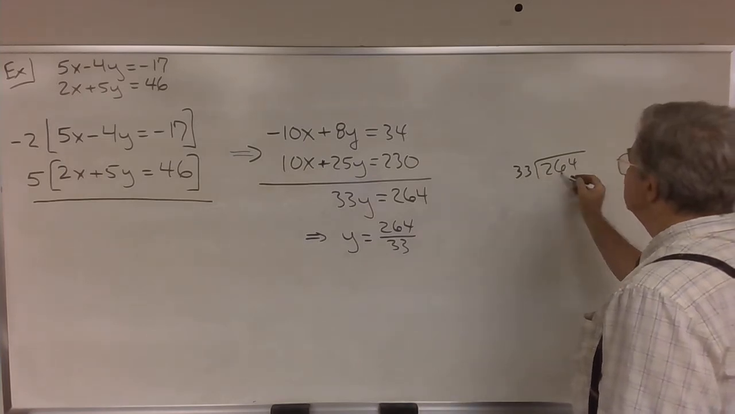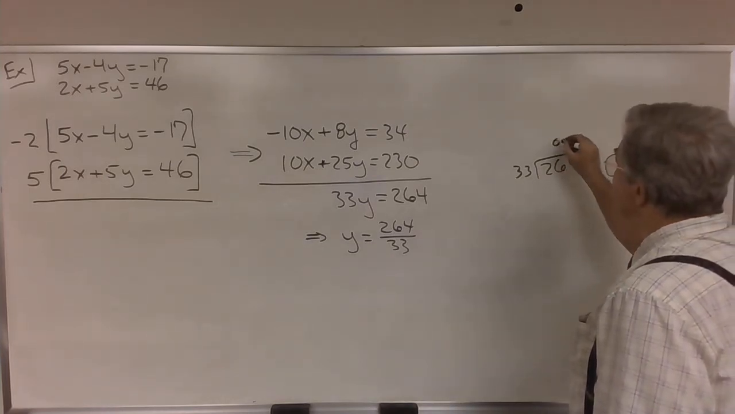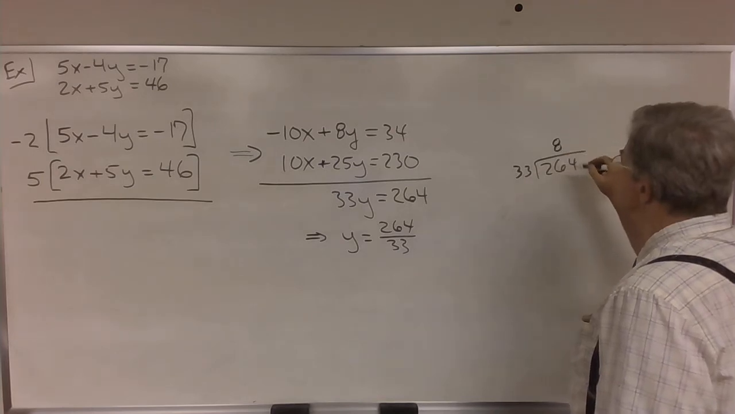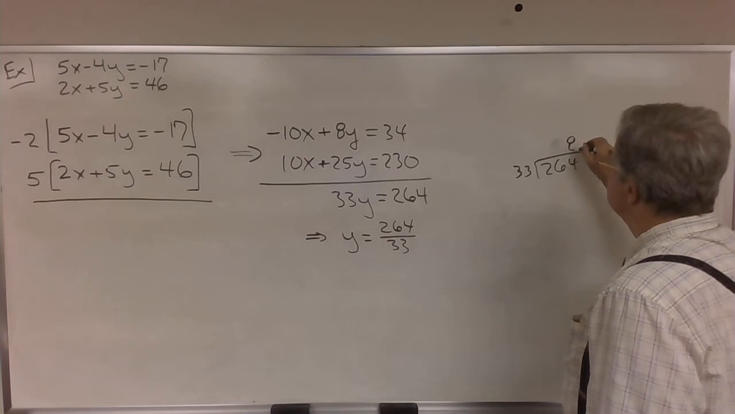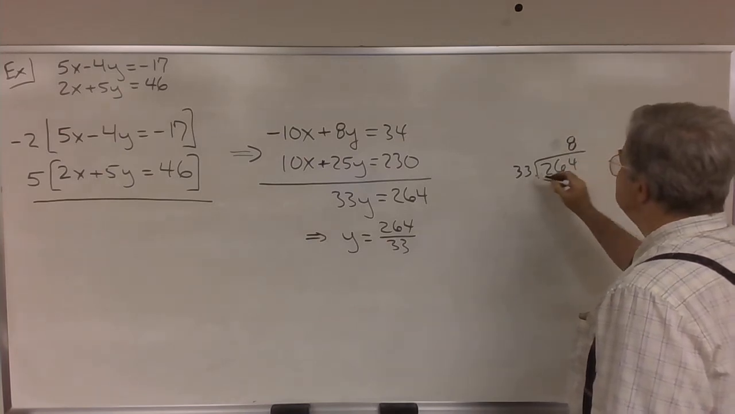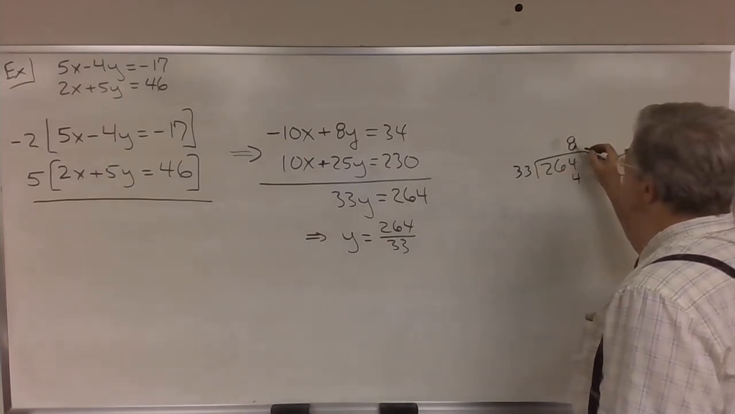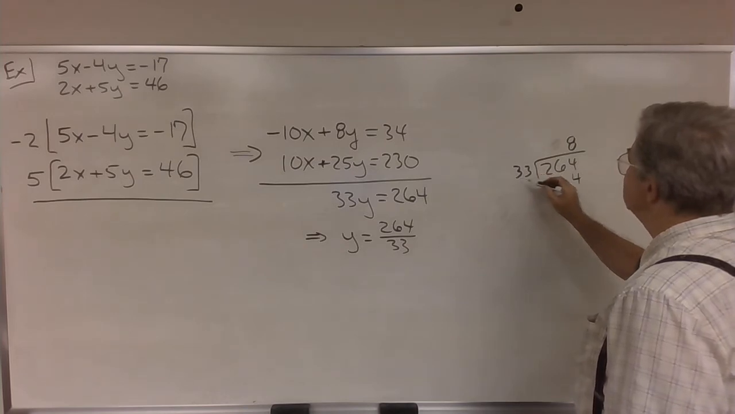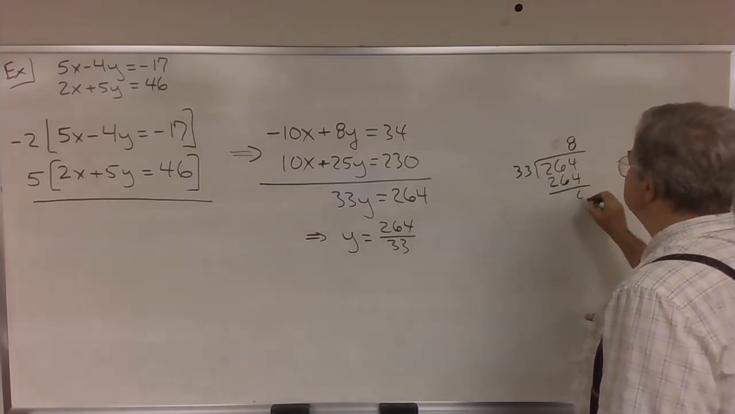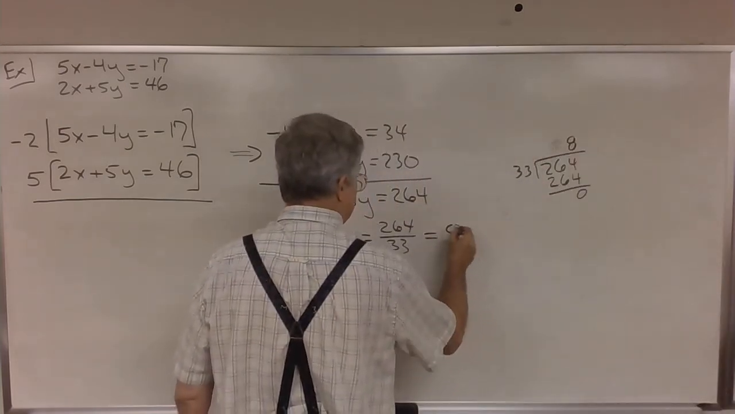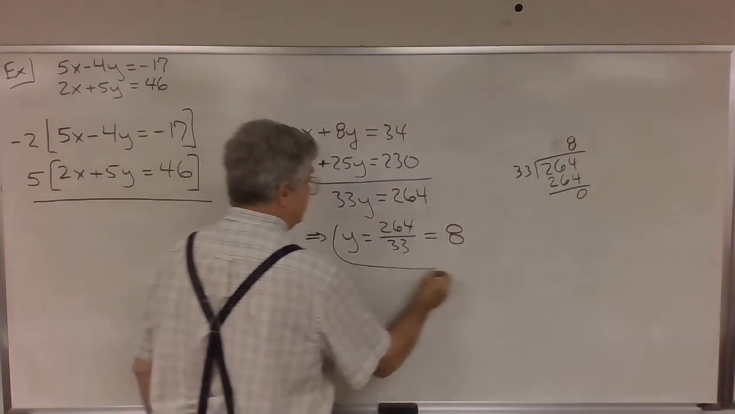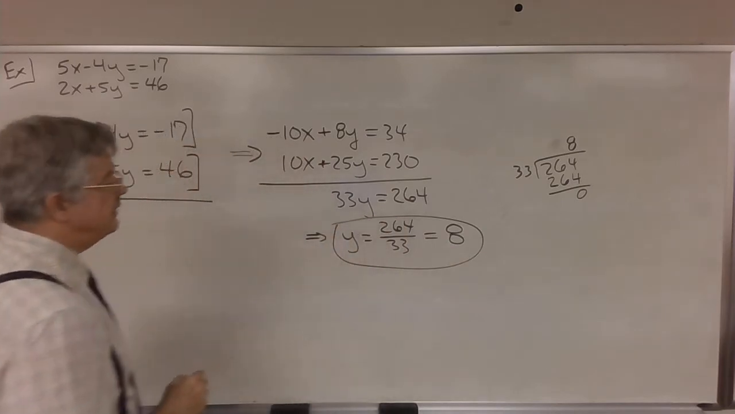Three goes into 26 8 times. So 8 times 3 is 24. 8 times 3 is 24 plus 2 is 26. Oh my goodness, I lucked out on that. Hey, y equals 8.